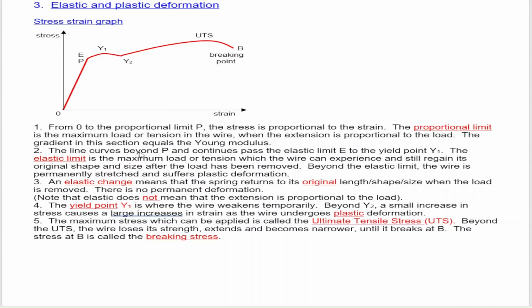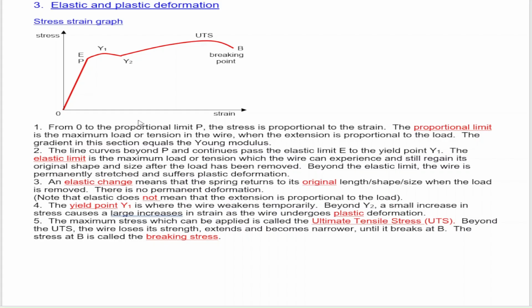Now the line curves beyond P and continues past the elastic limit to the yield point Y1. The elastic limit is the maximum load or tension which the wire can experience and still regain its original shape and size after the load has been removed. Beyond the elastic limit, the wire is permanently stretched and suffers plastic deformation.